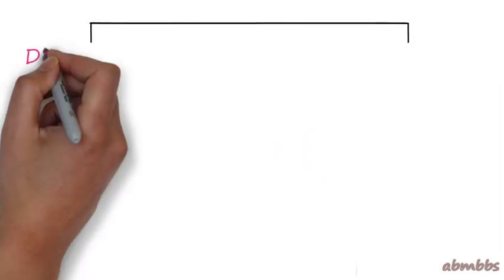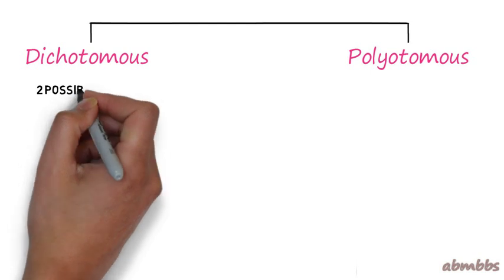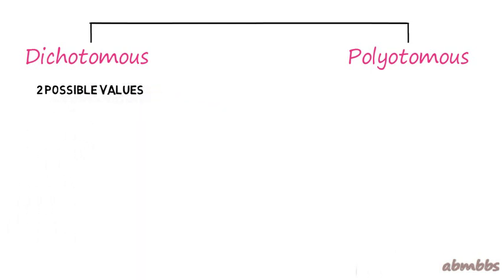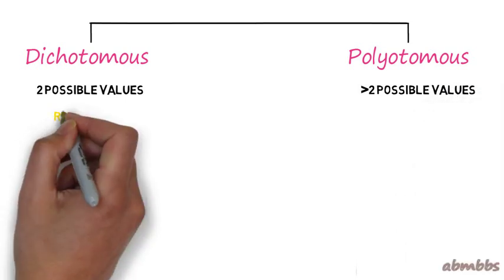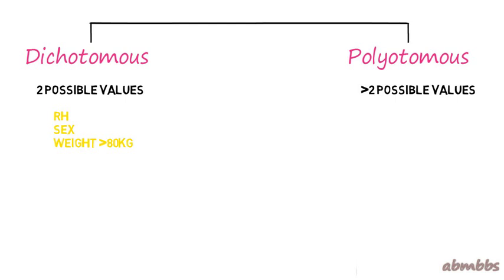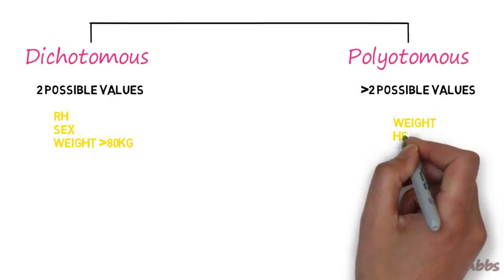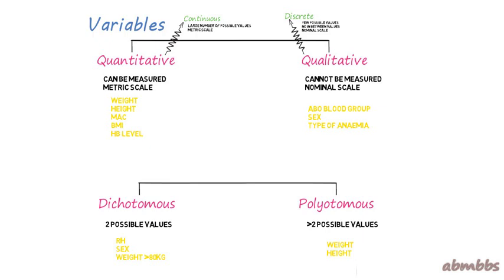Variables can also be subdivided into dichotomous and polychotomous types. Dichotomous variables have only two possible values, whereas polychotomous variables have more than two possible values. Typical example of dichotomous variable is sex. It can only be male or female. Another is Rh. It can only be positive or negative. The examples of polychotomous variables are infinite. This brings us to the end of the topic of variables.